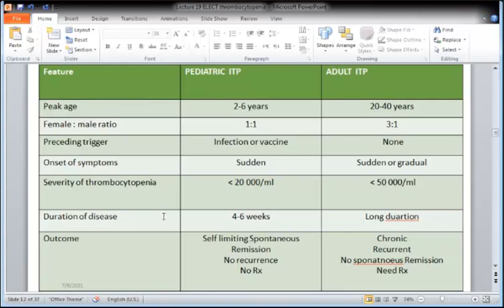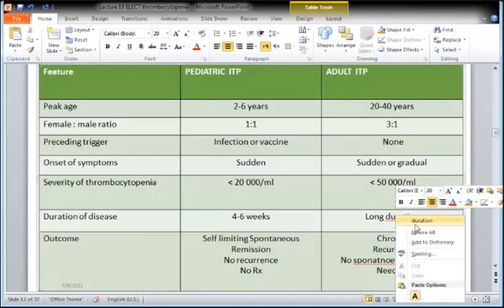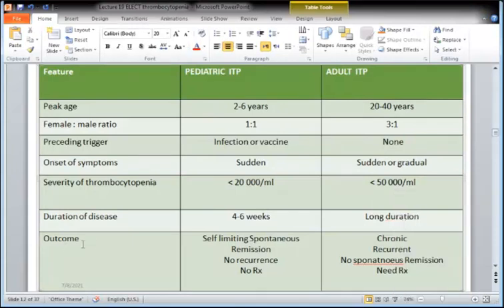The duration of the disease: in pediatric ITP, recovery is expected within 4 to 6 weeks, and in adult ITP, usually it is associated with a long duration. Outcome: pediatric ITP is self-limiting, with spontaneous remission, no recurrence, and no need for treatment. Adult ITP is chronic, associated with recurrence, less likely to get spontaneous remission, and needs treatment in almost all cases.